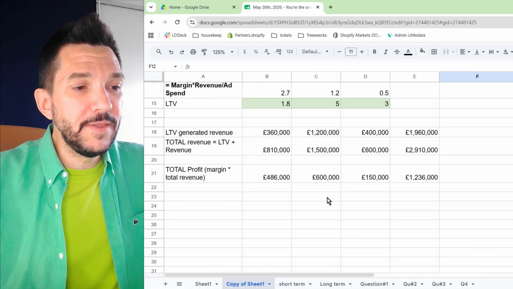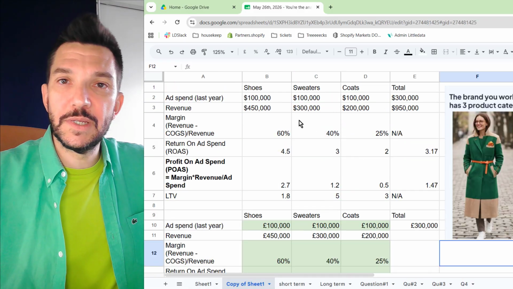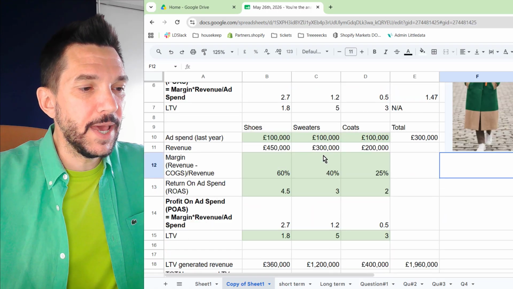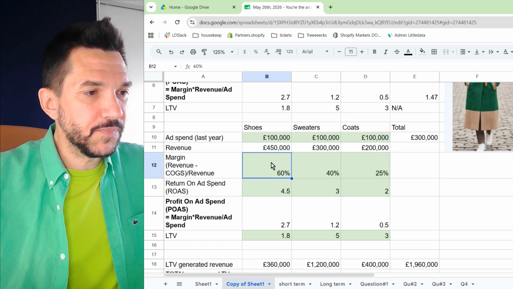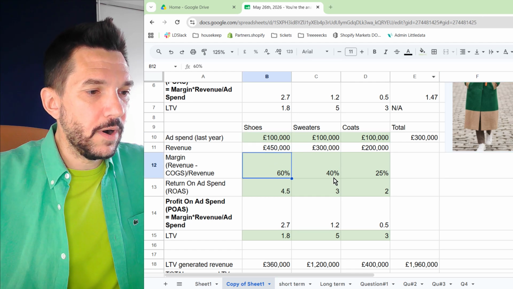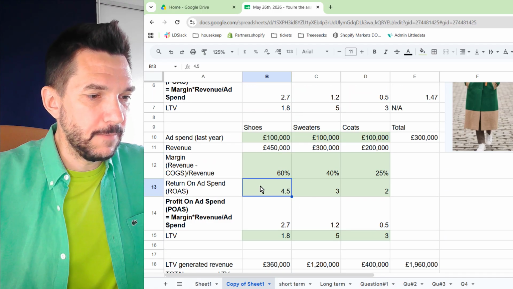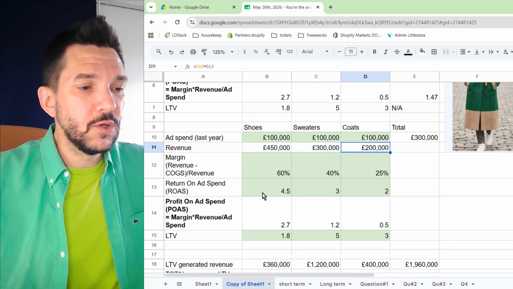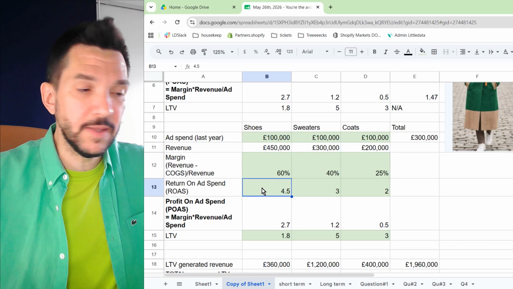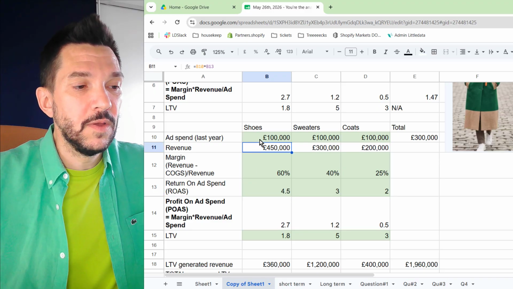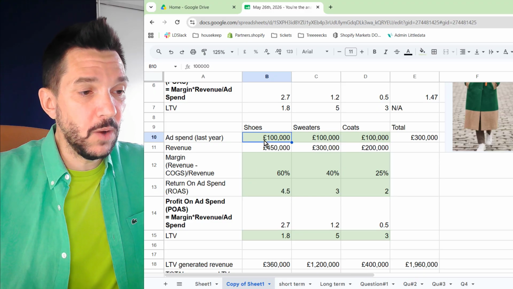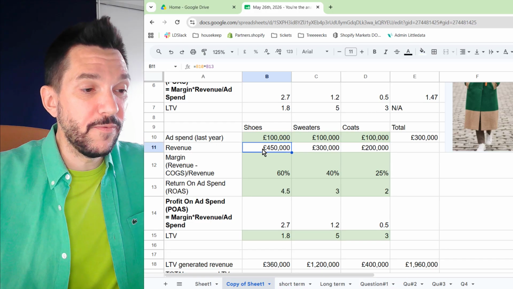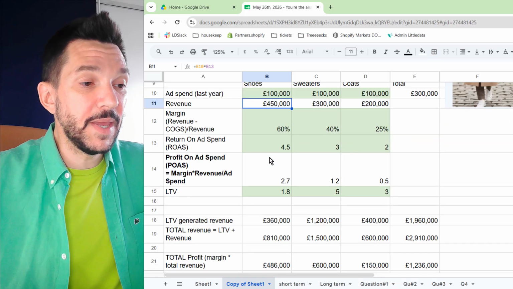So I created these spreadsheets up front, and practically they're taking into account all the inputs that we had. As you can see, the green ones were something that was predefined, whereas the white ones are calculated. So if you had a 4.5 return on ad spend for shoes, it means that on each dollar or each pound, which is the default currency here, you're going to make 4.5 when the campaign ends.